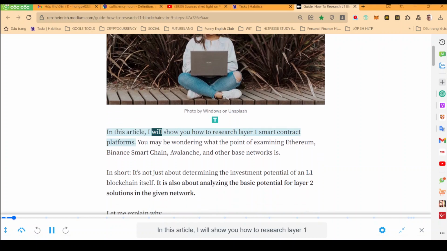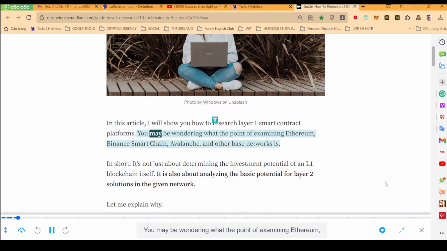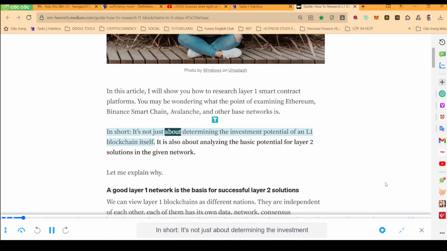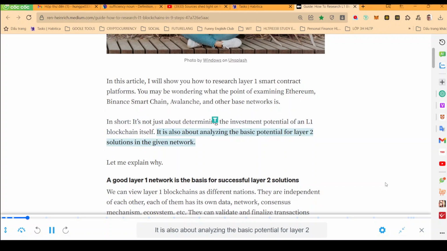In this article I will show you how to research Layer 1 smart contract platforms. You may be wondering what the point of examining Ethereum, Binance Smart Chain, Avalanche, and other base networks is. In short, it's not just about determining the investment potential of an L1 blockchain itself. It is also about analyzing the basic potential for Layer 2 solutions in the given network.